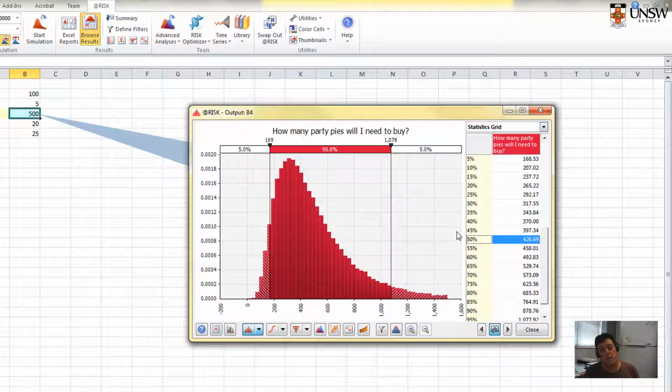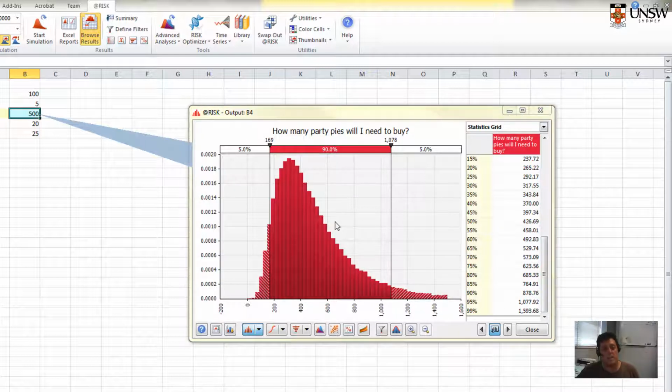So that tells us that if I buy enough packets for 426 pies, then I've got pretty much an even chance of having too few or too many party pies. If I want to be a good party pie planner and a good Christmas party planner, I might say, well, I probably should buy enough pies where my chances of running out, of not having enough, are less than 50%. So I might go up here, I might go for the 90th percentile, which means that I need to have 878 pies in order to make sure 90% of the data for the number of pies that people will eat is less than the number that I buy.